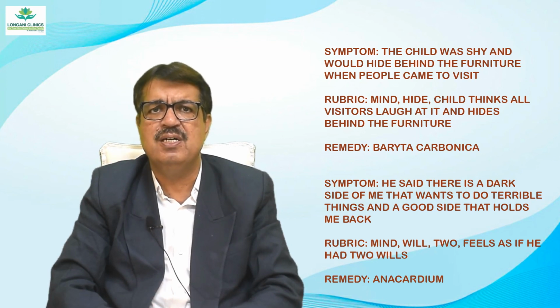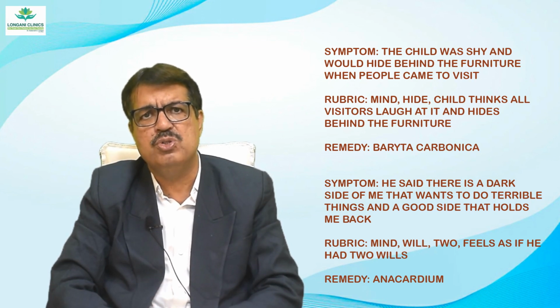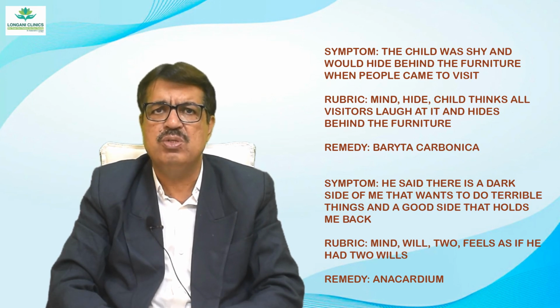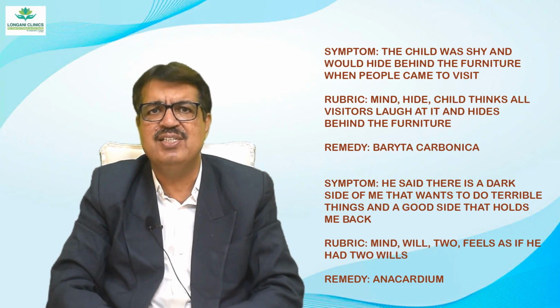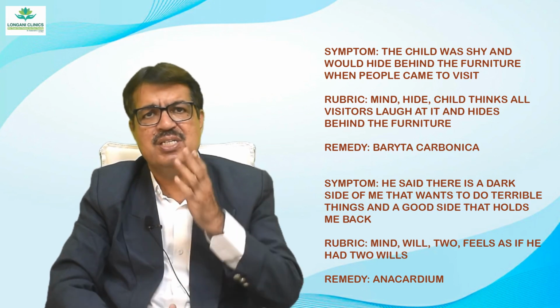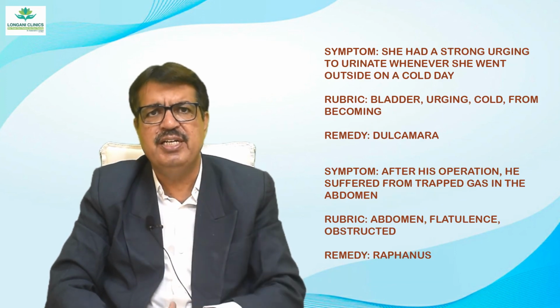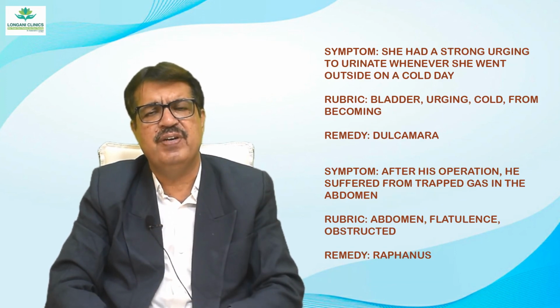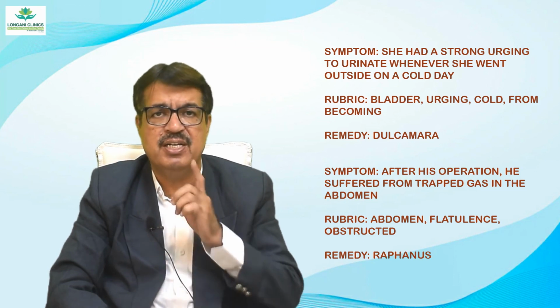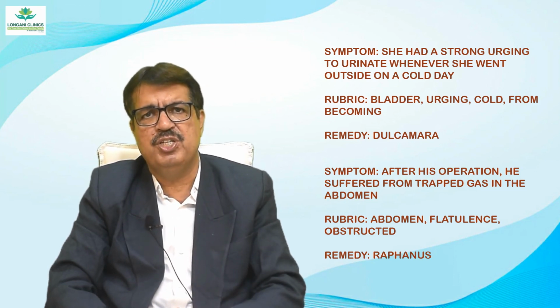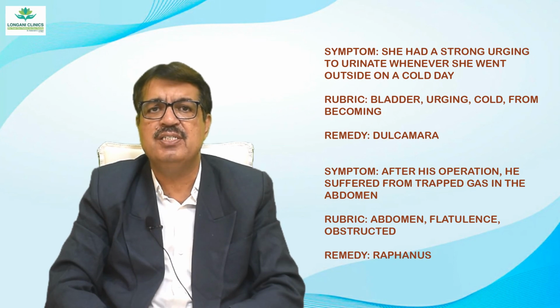He said there is a dark side of me that wants to do terrible things and a good side that holds me back. Rubric: mind, will, two wills. Feels as if he had two wills. The remedy is anacardium. She had a strong urging to urinate whenever she went outside on a cold day. The rubric: bladder, urging, cold, from becoming. The remedy is dulcamara. After his operation, he suffered from trapped gas in the abdomen. Rubric: abdomen, flatulence, obstructed. Medicine is Raphanus.